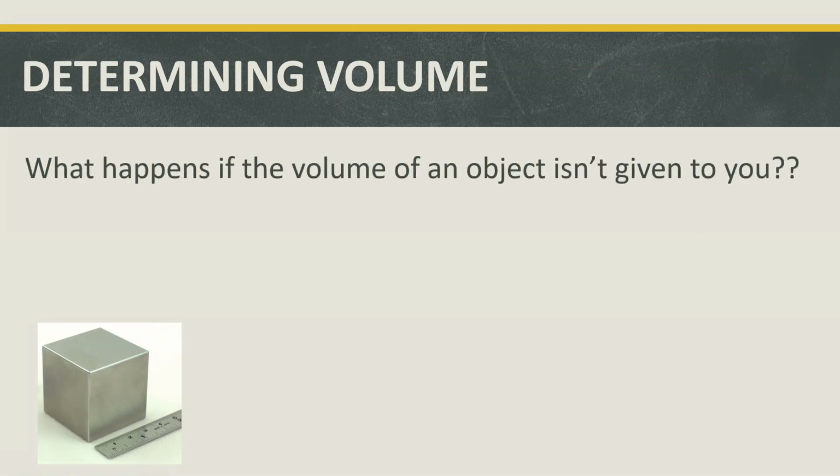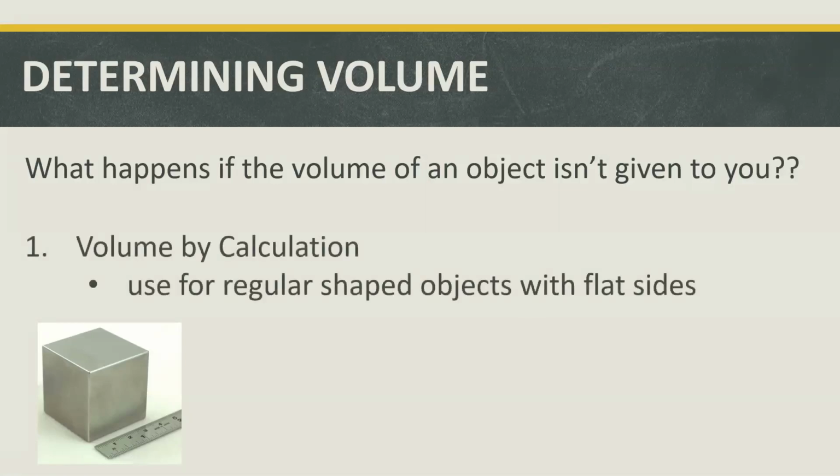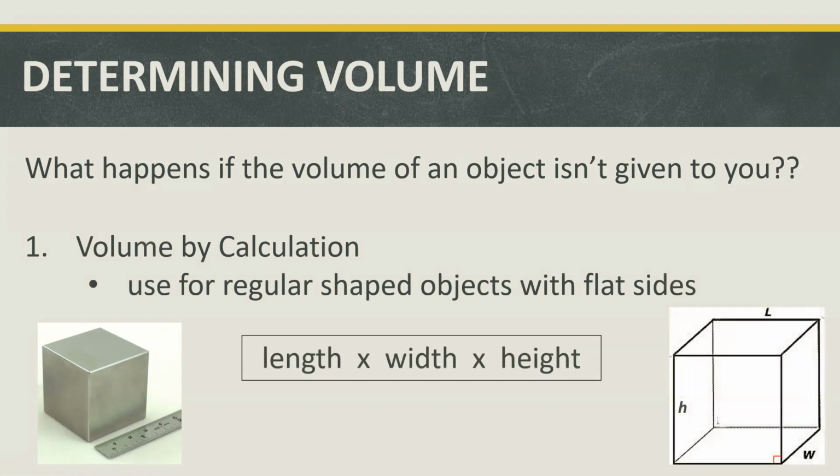If the volume is not given to you in the form of milliliters, you most likely have to use this calculation to complete it. So for regular shaped objects with flat sides like squares, rectangles, you're going to use the equation length times width times height. The length, width, and height would be measured with a ruler using centimeters. So if you have cm times cm times cm, you get cubic centimeters. So that's how you can get the other volume unit.